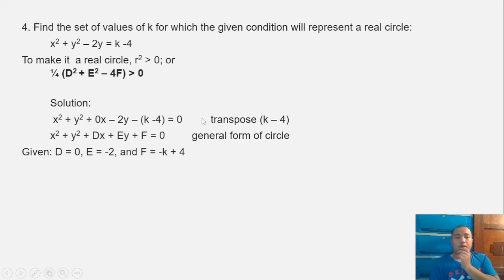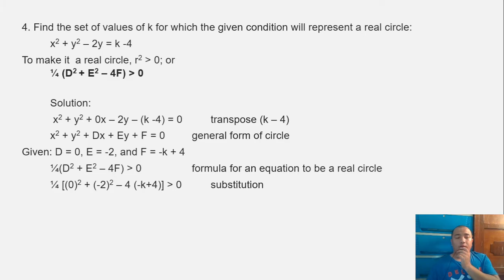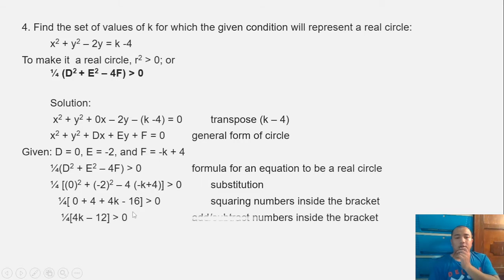Then substitute here 1/4 quantity d squared plus e squared minus 4f greater than 0. It's 1/4 quantity 0 squared plus -2 squared minus 4 times -k plus 4 greater than 0. 0 times 0 is 0. -2 squared is 4. -4 times -k is positive 4k. -4 times positive 4 is -16. Then 4 minus 16 is -12. So 4k minus 12 times 1/4 is k minus 3 greater than 0.